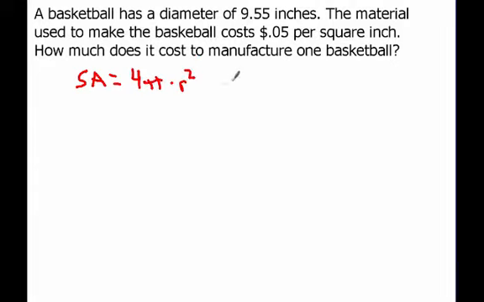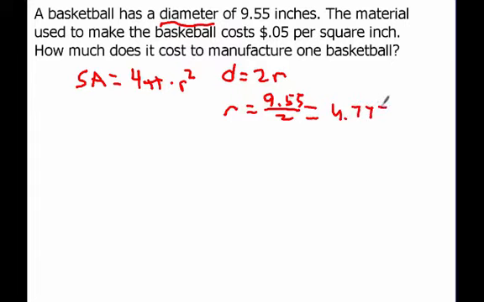All right. Now, this problem adds one extra layer of complexity in that they give us the diameter. All right. So if you remember back to circles, the diameter equals 2 times the radius. So to figure out what r is, we're simply going to take 9.55 and divide it by 2, which gets us 4.775. So our radius is 4.775 inches. So now we're going to take that, plug it into our surface area formula.